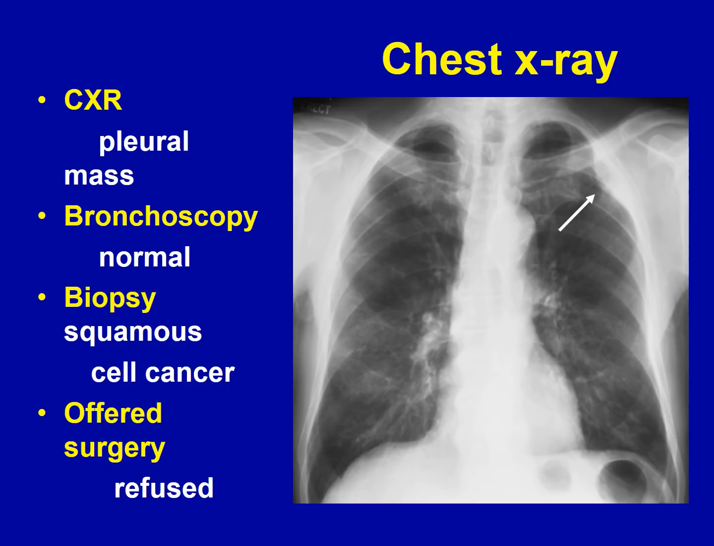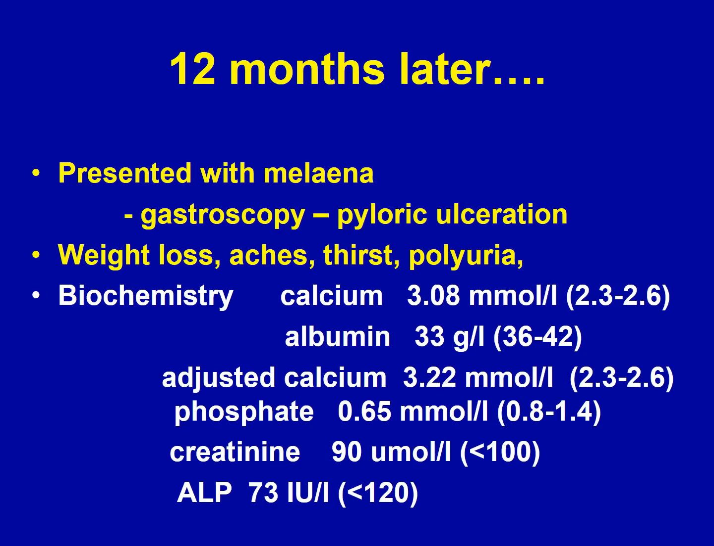He underwent bronchoscopy, so direct visualization of the bronchial tree, which wasn't able to detect an abnormality, probably because the lesion's quite peripheral. He then underwent a CT-guided biopsy of that mass, and that was found to be a squamous cell carcinoma. At that stage he was offered surgery, but he declined it, and was discharged and lost to follow-up. 12 months later, he represented with gastrointestinal bleeding, and gastroscopy at that time demonstrated ulceration of the pylorus of the stomach.